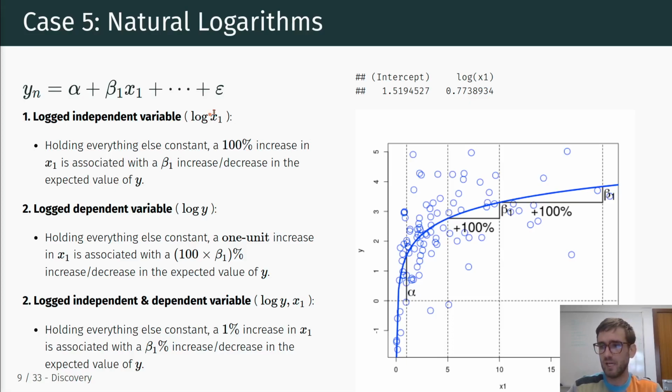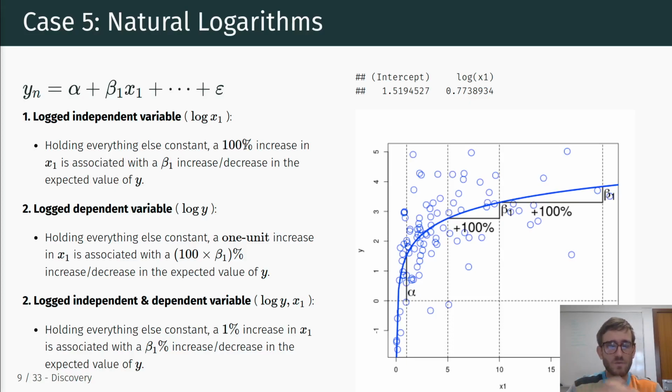Right? So if we have a logged independent variable, so x1 is logged rather than on the original scale before we run our regression, then the way to interpret this is, holding everything else constant, a 100% increase rather than a 1 unit increase in x1 is associated with a beta 1 increase or decrease in the expected value of y. Right? So compared to the case where x1 is just included as the original variable, beta 1 doesn't tell us something about the change in y that is associated with a 1 unit increase in x1, but a 100% increase in x1, right?